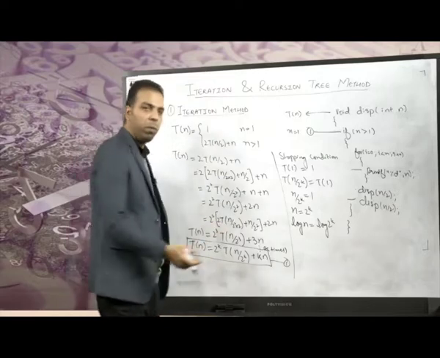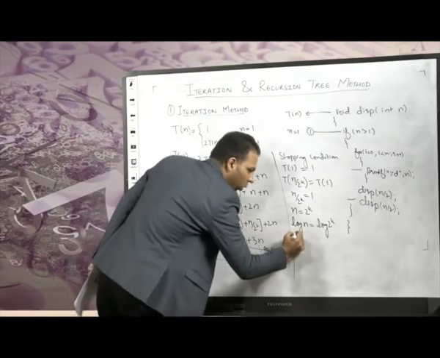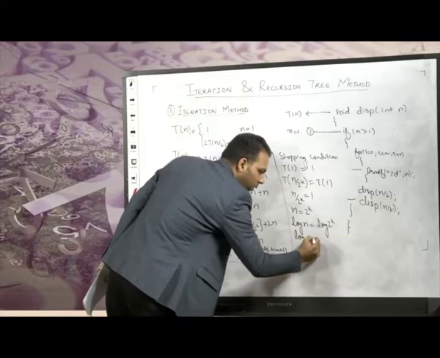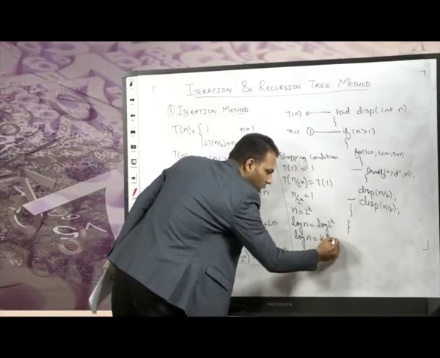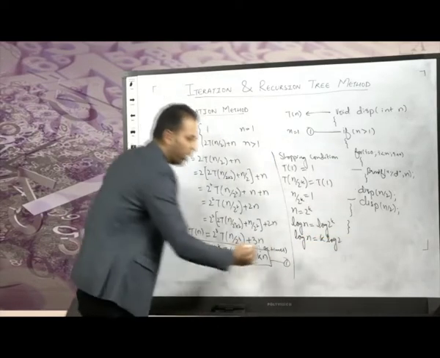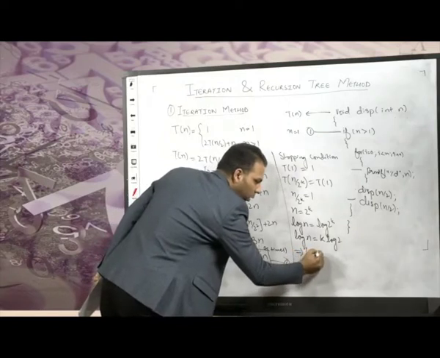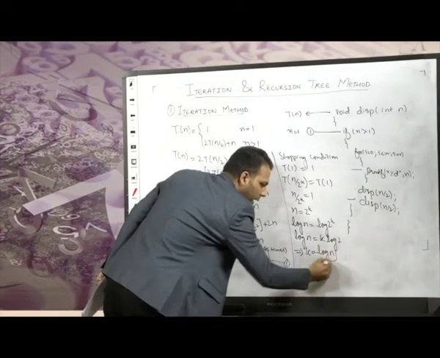And log a raised to the power b is b log a. So log of n will be equal to k log 2. So log 2 is 1. It will imply that k is equal to log of n.